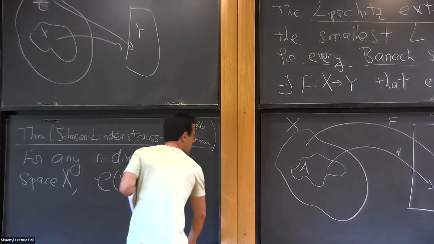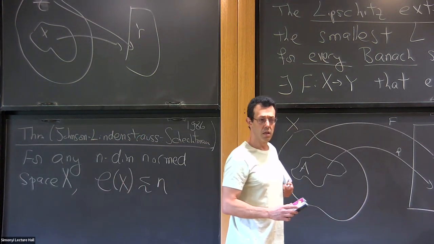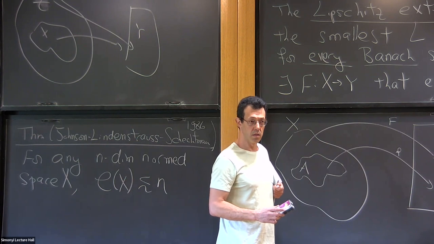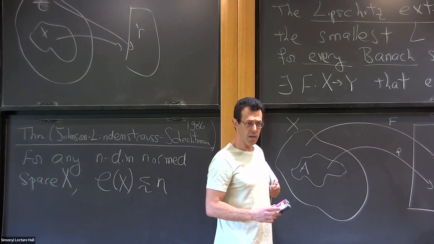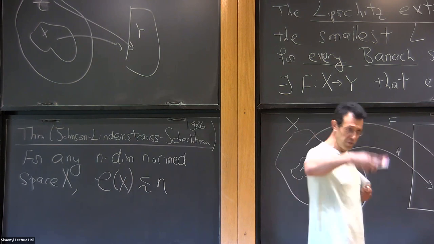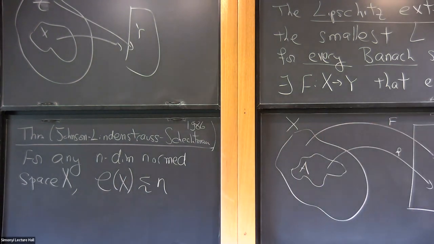So the dimension here is just R^n with a norm. All of them, nothing is exotic here.